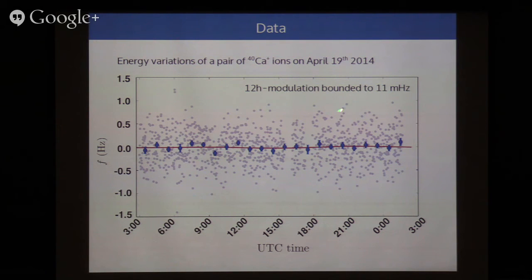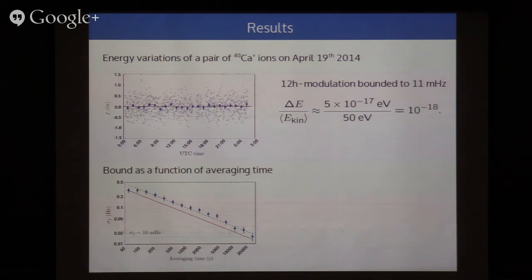And what we find is that the amplitude is compatible with 0, and we have a statistical uncertainty of 11. What does it mean? We found this 12-hour modulation to 11 millihertz. We have to compare this 11 millihertz, which corresponds to 5 times 10 to the minus 17 electron volt energy, to the kinetic energy of the electrons themselves, which has been calculated to be about 50 dB. And that basically gives us a sensitivity on the order of 10 to the minus 8.